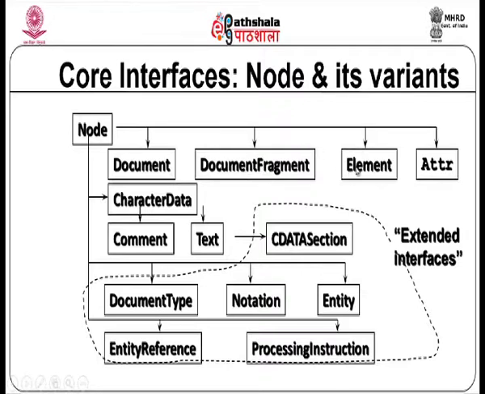So, the entire XML document you call the document node, and there is another node called document fragment. We know that in a document you have several elements, and each of them is defined using the element interface, and there is an attribute interface. Then from the node you have the character data interface, from character data you have the comment interface, and from character data you have another, the text interface.